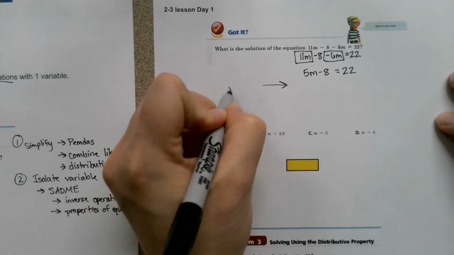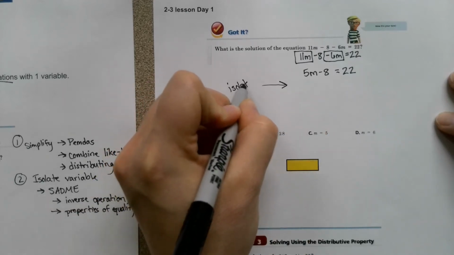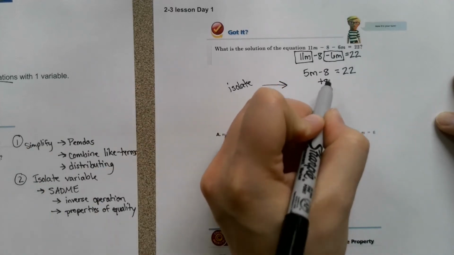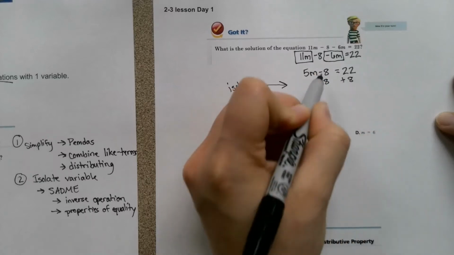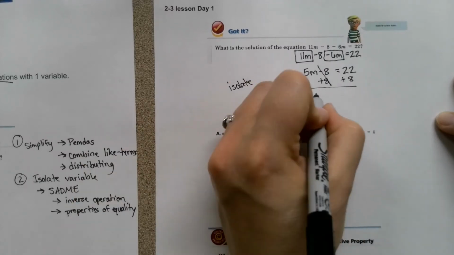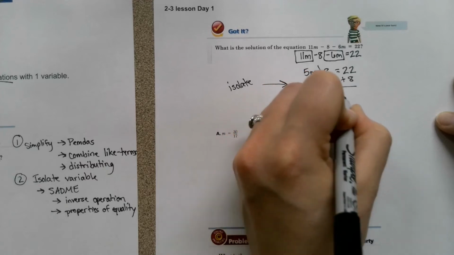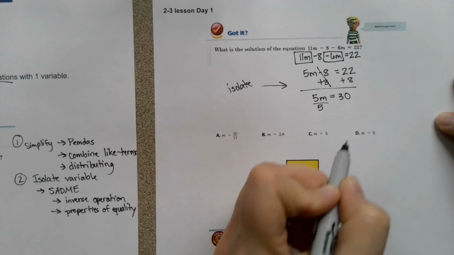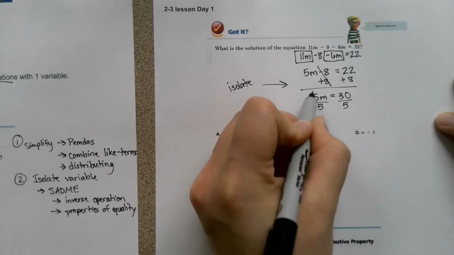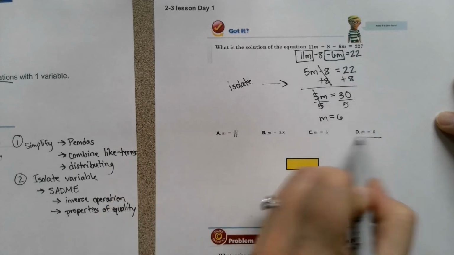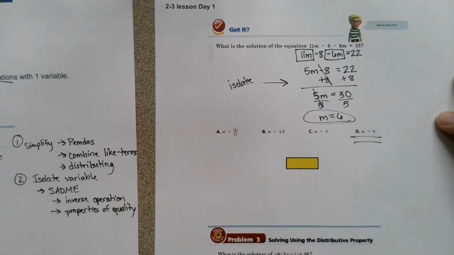So at this step, we want to isolate. So we're going to use inverse operations, adding 8 to both sides of the equal sign. That gives us a value of 0 and cancels out, leaving us with 5m is equal to 30. Now we use division on both sides, giving us m is equal to 6 for our final answer.